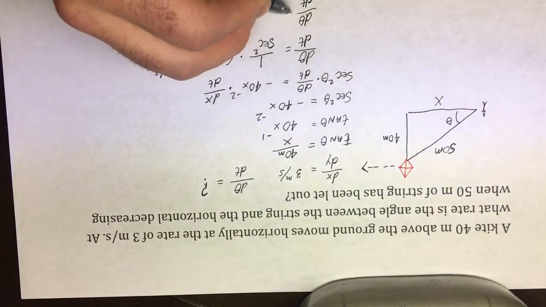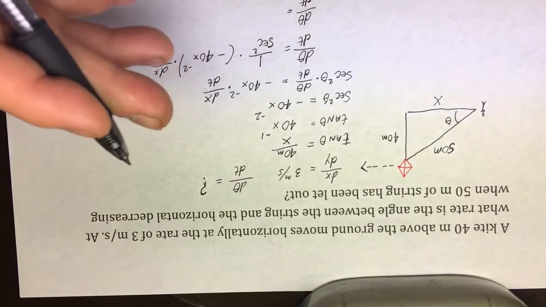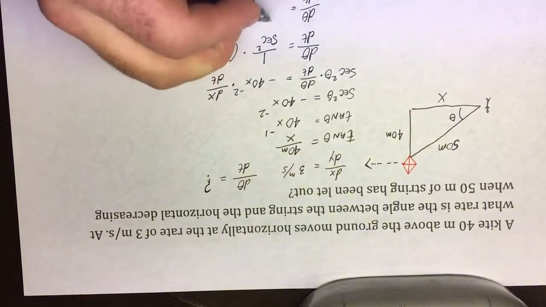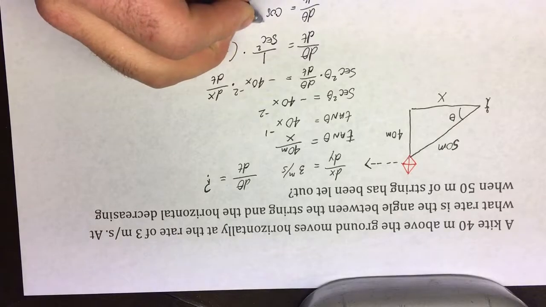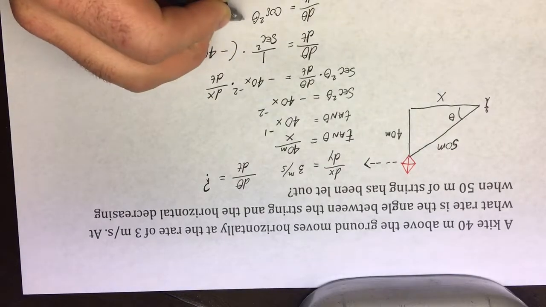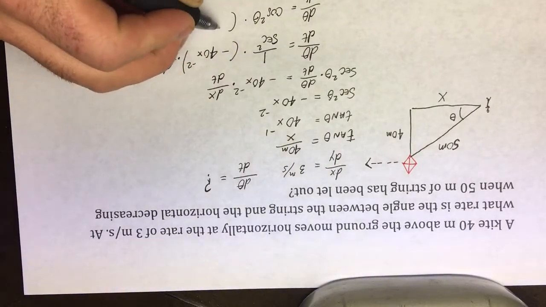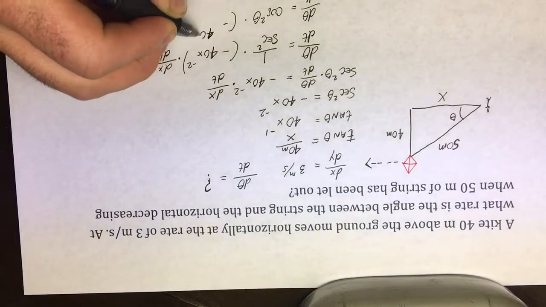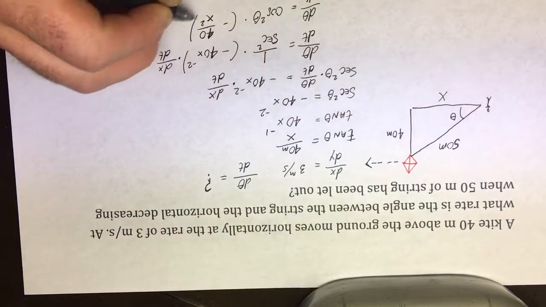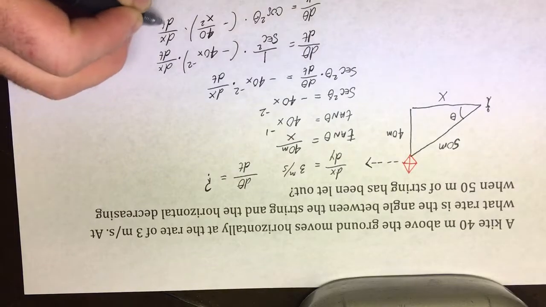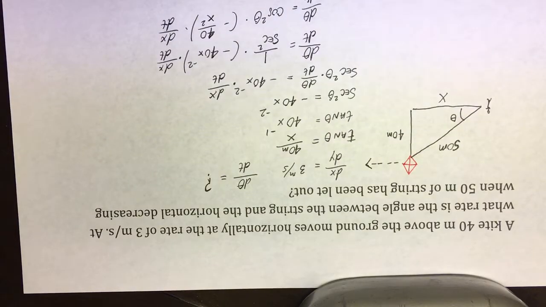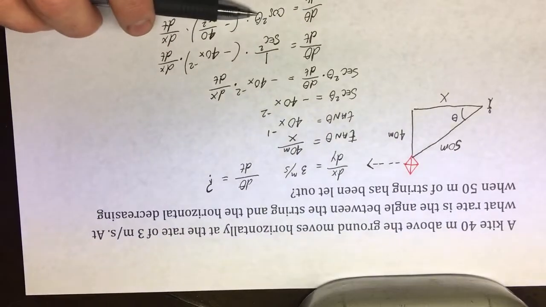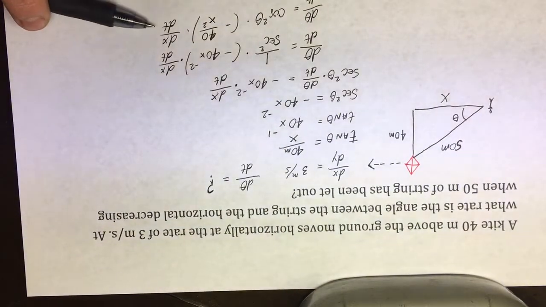Now, let me give you a hint. If we think about our trig functions, we know that 1 over secant squared can also be written as cosine squared theta. And then I'm going to move some things around. I'm going to move the x squared back down to the denominator, times dx over dt. Now we need to figure out our missing pieces: our cosine squared theta and our dx over dt.